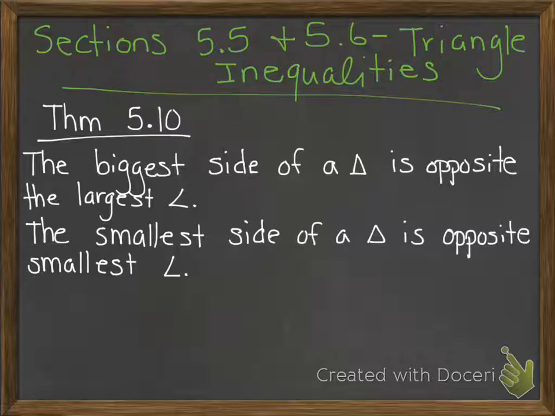All you really need to know, though, is that the biggest side of a triangle is across the triangle from its biggest angle, and the smallest side is going to be across from your smallest angle. So let's look at how to use one.